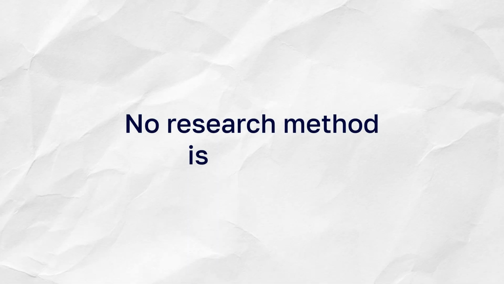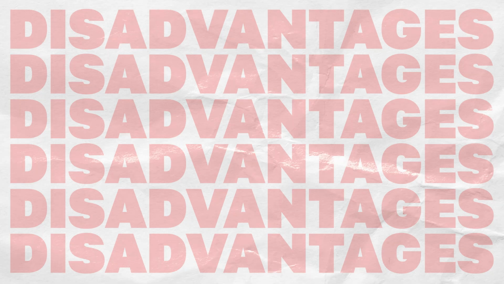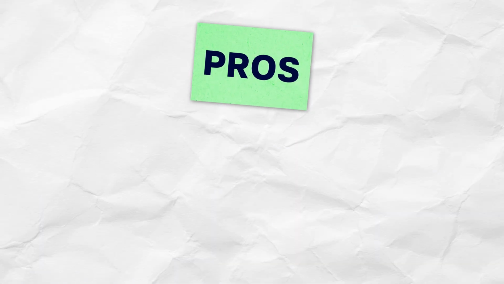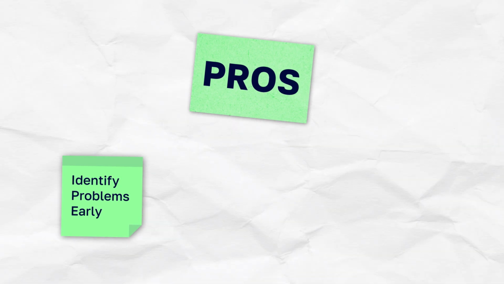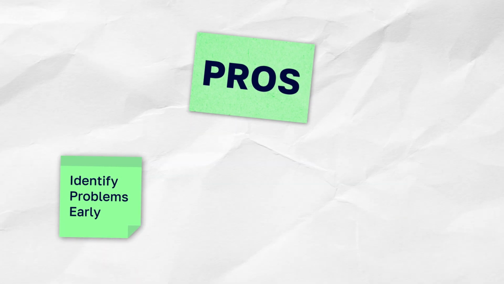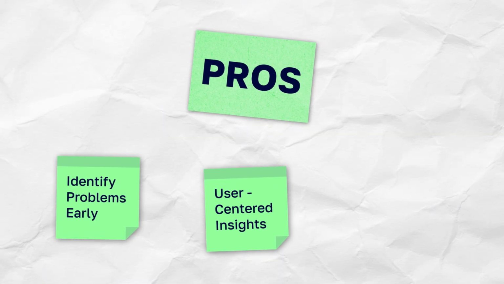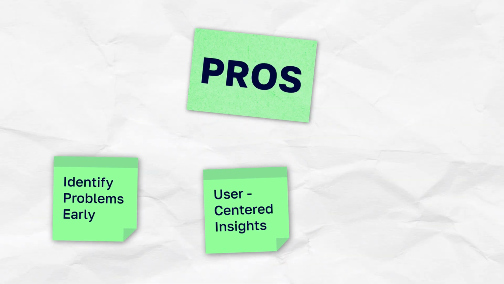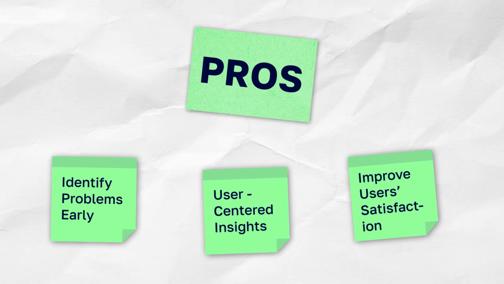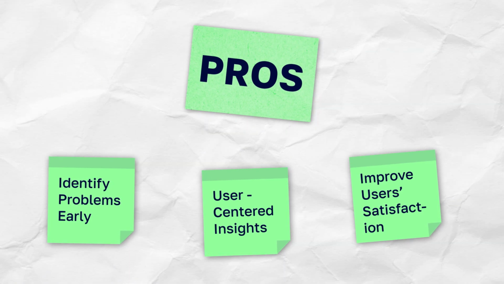But of course, no method is perfect, and as many advantages that we've seen today for usability testing, it also comes with its disadvantages. Let's quickly look at some pros and some cons. Some pros? It helps identify problems early, especially since fixing issues in the design phase is much cheaper than after you launch. It gives a lot of user-centered insight. Direct feedback from real users means you're building a product that truly meets their needs. And finally, it helps improve user satisfaction. Remember, a user-friendly product equals happy customers.